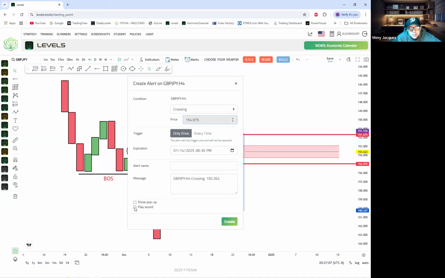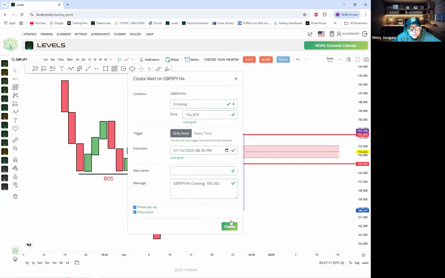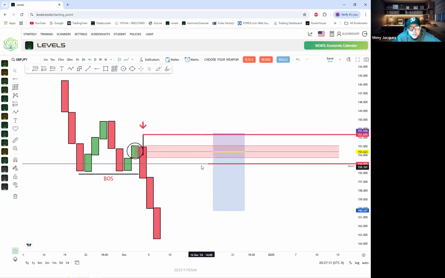Now I need to put these on right here. Show pop-up and play sound. Right now, let's go ahead. I'm going to create alert, and there's going to be an alert right there. Now I can go ahead and delete this, and that is my alert. It says alert. So when the market makes its way up here, I don't know when it's going to happen.